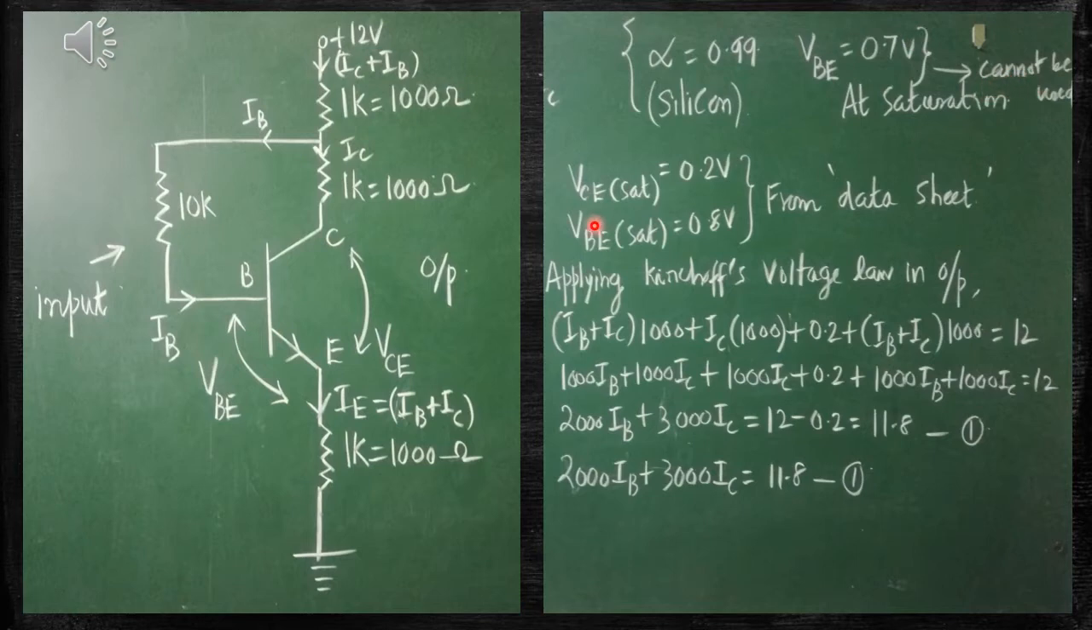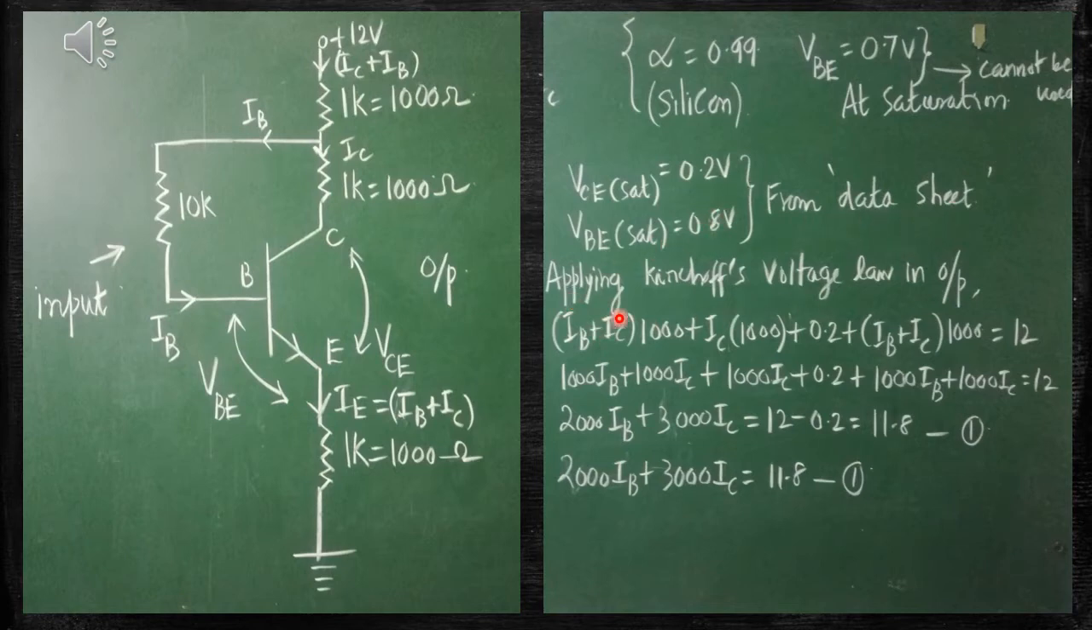Here I will show you the value of VBE and VCE from the data sheet. From the data sheet, it is mentioned that VCE at saturation is 0.2 volt. VBE at saturation should be taken as 0.8 volt to get the textbook answer. So both the two values are obtained from the data sheet.